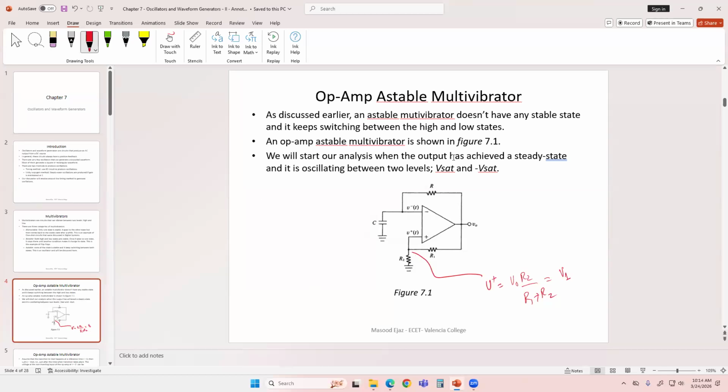Okay, so we'll start analysis when output has achieved a steady state. It's going to take some time for the capacitor to charge, discharge, and then come to a steady state. Then it is charging and discharging between the two levels. So we are going to do all the analysis when it has achieved that steady state, that it is charging and discharging between the two levels with a specific time period. Before that, of course, it's going to increase, charge and discharge until it will hit that level.